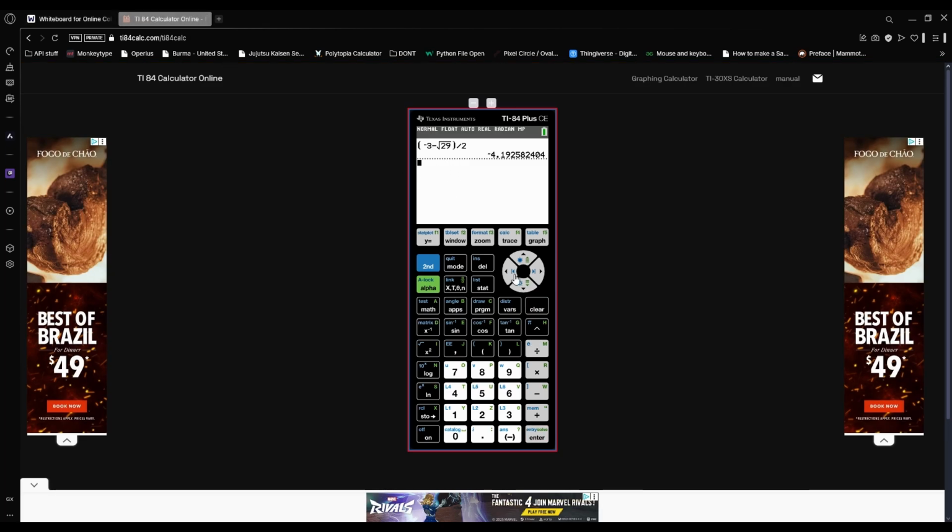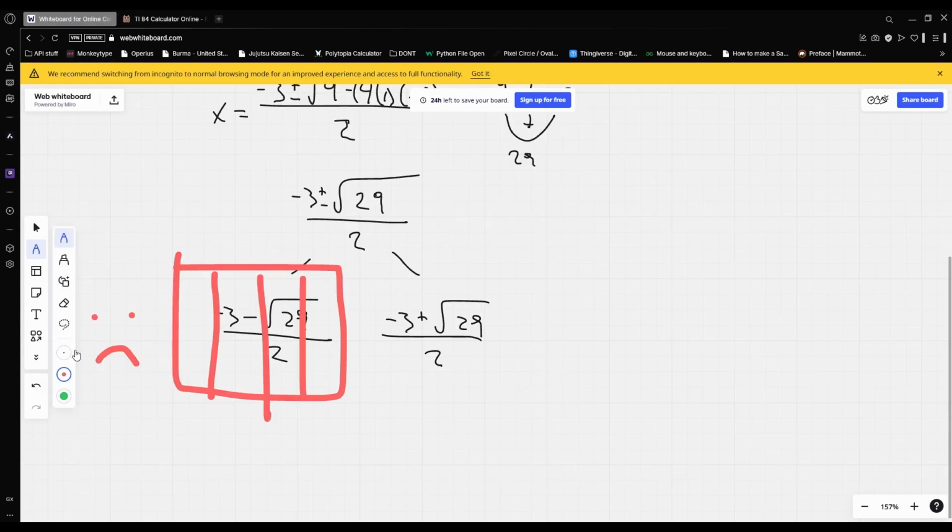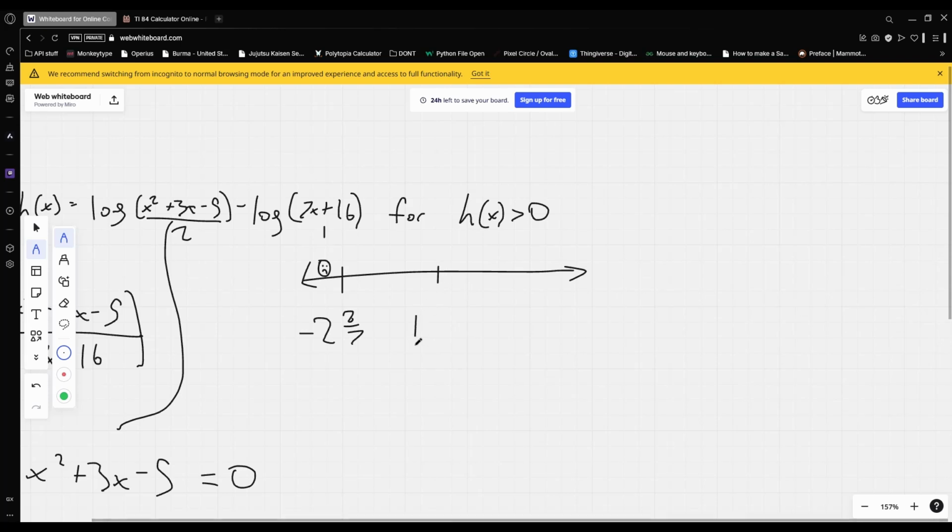So I'm actually going to go up and just edit this. Okay. We have negative 3 plus the square root of 29, and then divided by 2. That gives us a number which is above our floor, so 1.1925. And that's great. We love that.